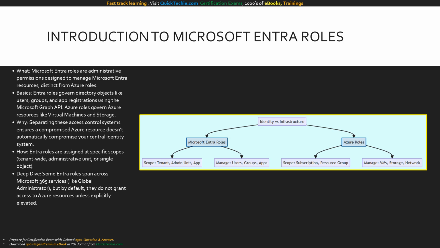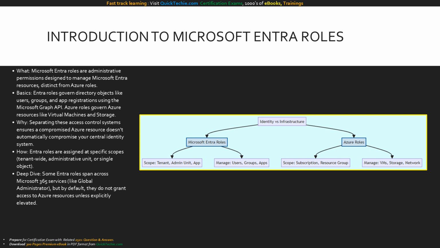Why does this matter? It is a fundamental security boundary. A compromise in your Azure infrastructure should not automatically mean a compromise of your identity system. As we configure these roles, we will be assigning them at various scopes, which could be your entire tenant, a specific administrative unit, or even just a single application. By understanding this separation, you set the foundation for a robust, zero-trust architecture.